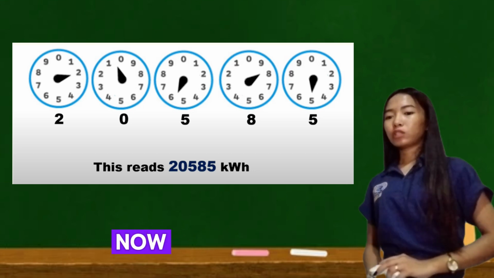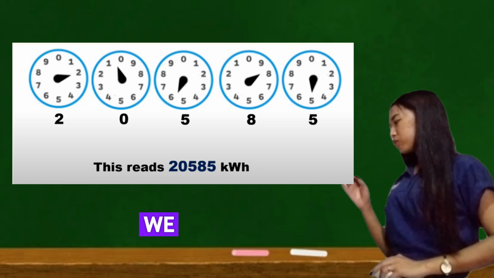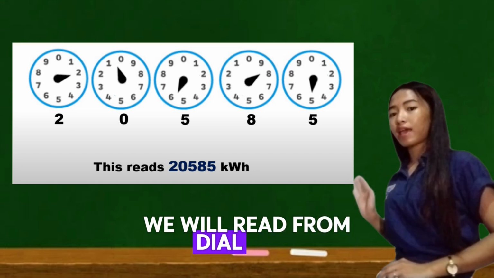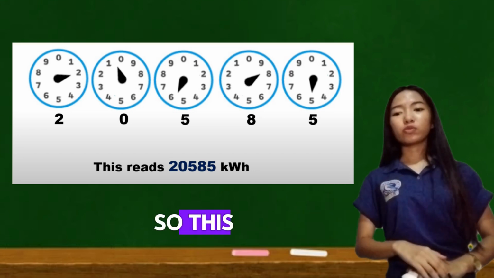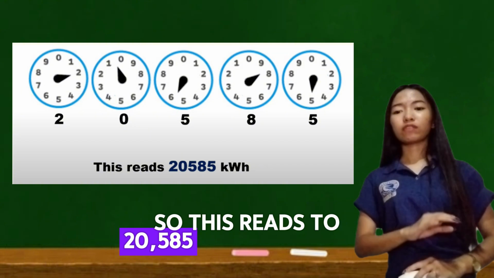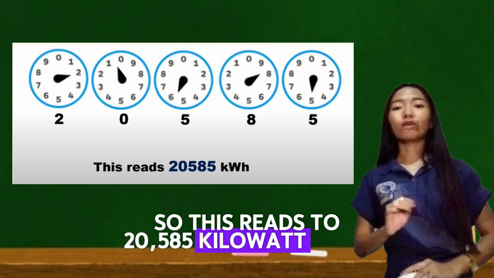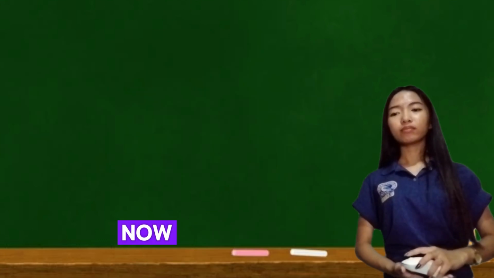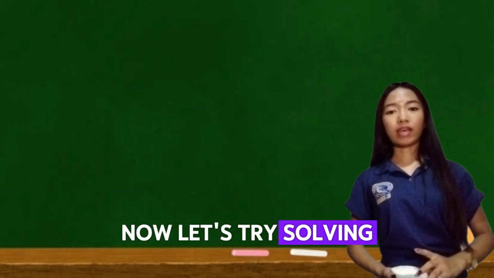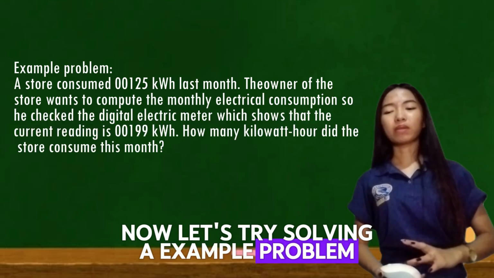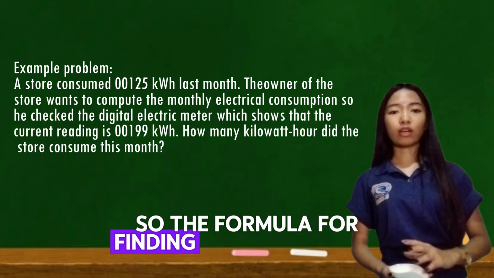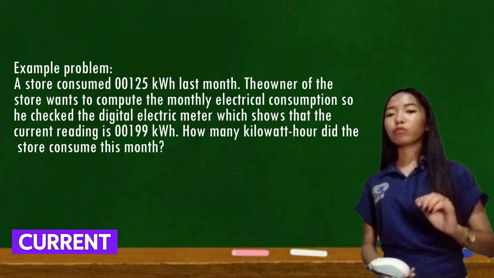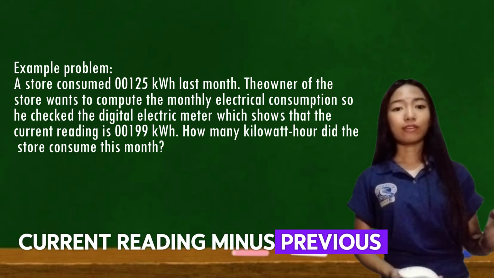Now, here we will read from dial A to dial E. So this reads 20,585 kilowatt hour. Kilowatt hour. Now, let's try solving an example problem. The formula for finding the consumption is current reading minus previous reading.